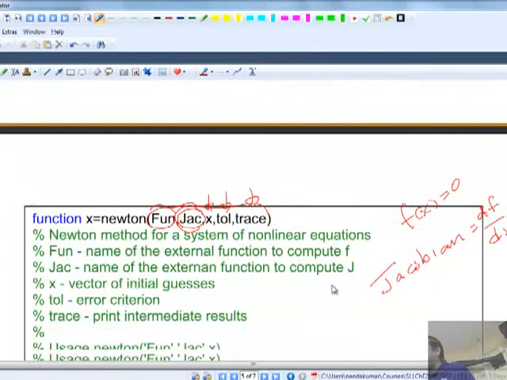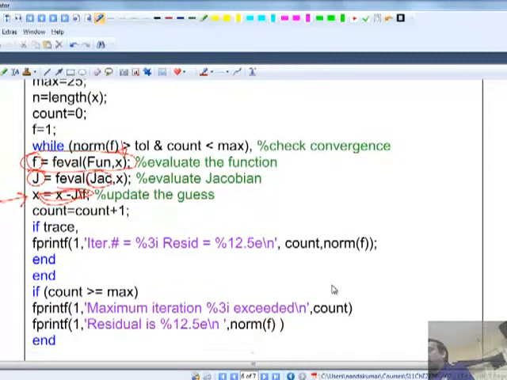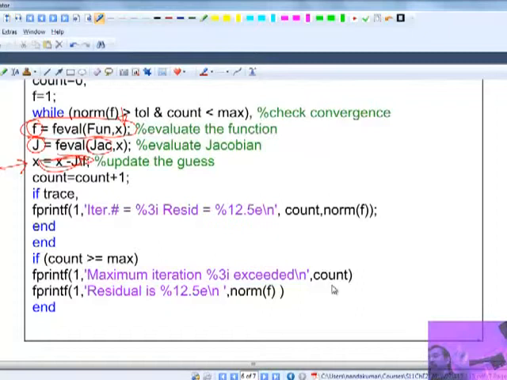The rest are all fairly straightforward checks. You are incrementing the counter, and if trace is enabled, you're printing the iteration count, and if the maximum is exceeded, you just say maximum number of iterations exceeded and give up. So it's a fairly simple algorithm, the generalization of the secant method, but you need to provide two functions. So how would I do that for the flash problem? You should be able to do it for any problem.